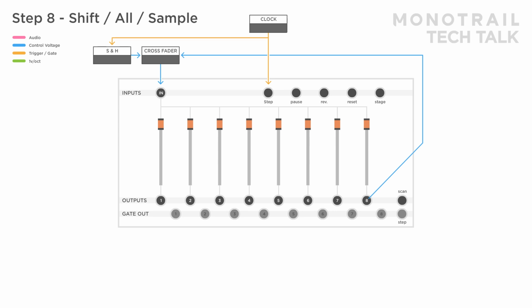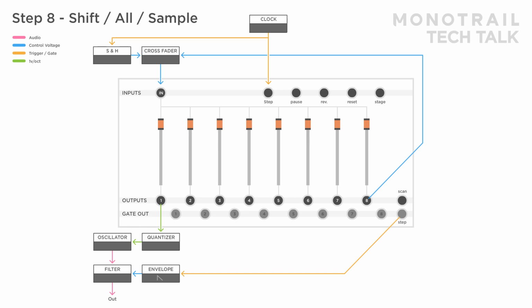Now you can crossfade between a random step input or feed an 8-step pattern through step 8 and back to the input, essentially creating a loop. In this case, the resulting sequence is quantized and then used to sequence a simple voice.